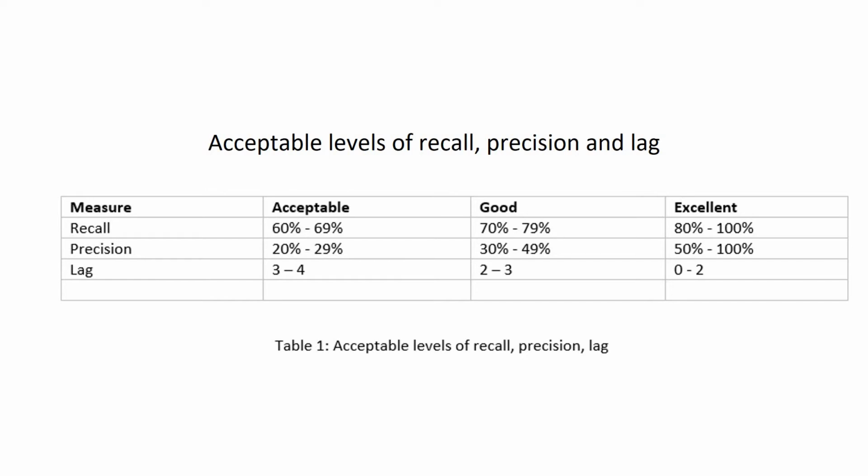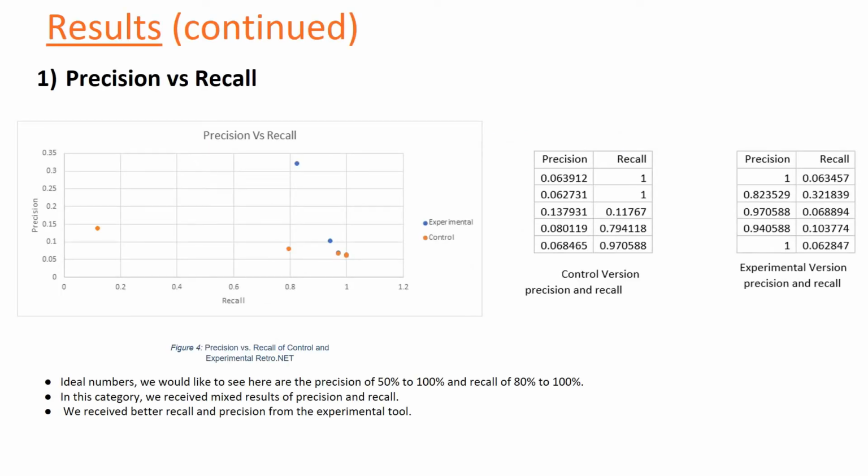So for recall, you always want to stay close to 80% or 100%. For precision, we want to stay between 50 to 100%. In lag, we want to stay as low as possible, between 0 to 2. So this is the scatter graph of percent precision versus recall. The ideal would have been precision close to 50 to 100%, and recall 80 to 100%.